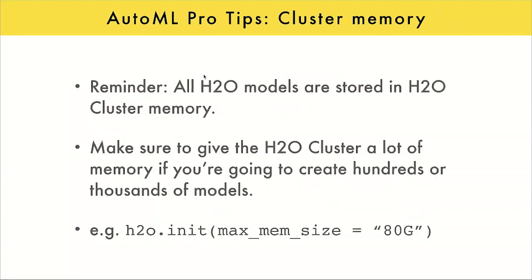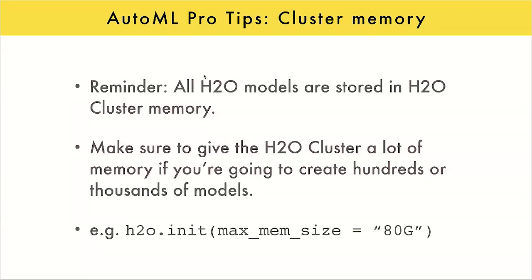As we're talking about running a lot of models, something to think about is memory. If you run AutoML for however long, let's say you run it for 1,000 models or 10,000 models, you need memory to store all those models. So that's something to think about. One is you need to have enough memory in your H2O cluster to store all the models. And it's kind of hard to estimate beforehand exactly how much memory you would need.